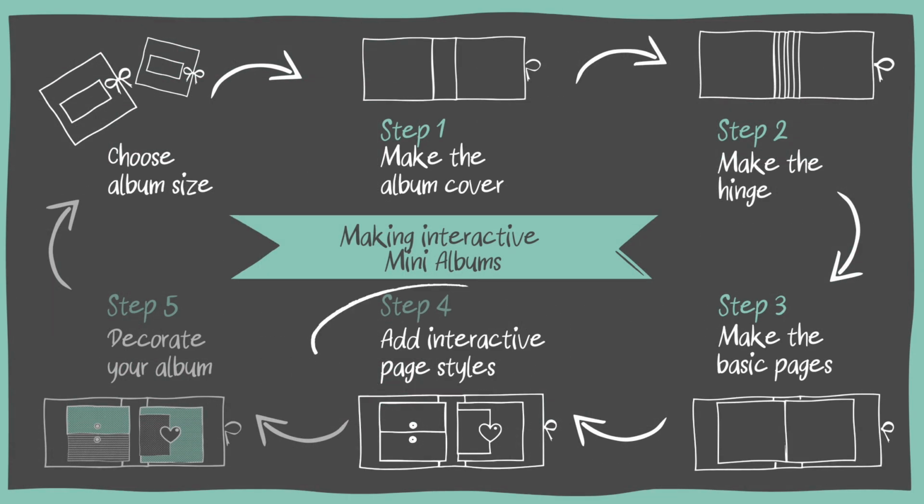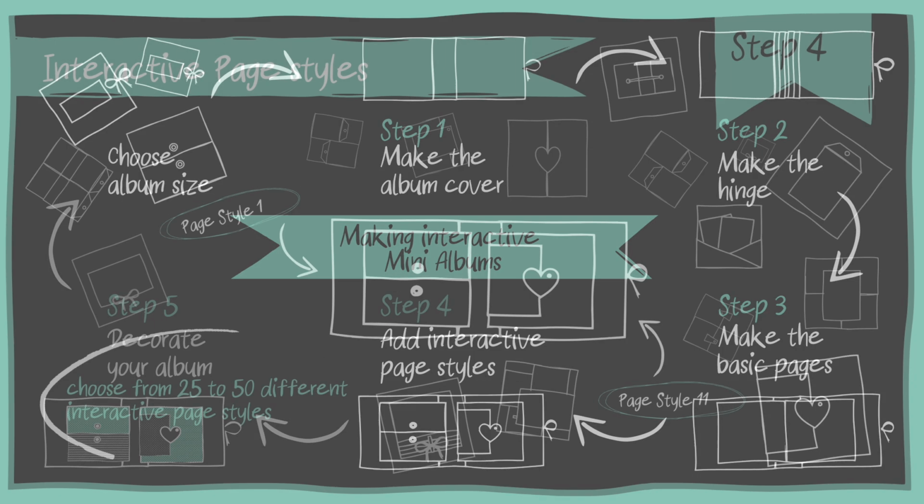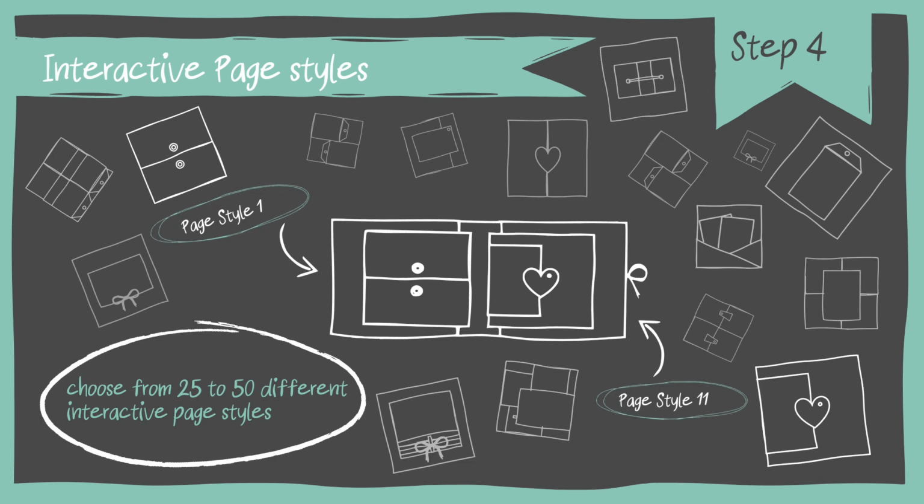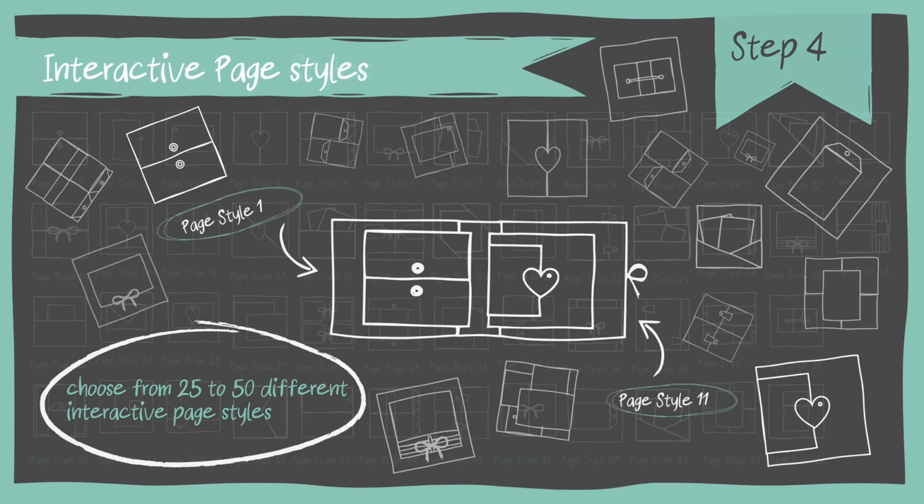Now let's have a look at the next step, which of course is my favorite step in this whole system, because that's the step 4 in which you would add your interactive page styles to the pages. For step number 4, you can choose your interactive page styles out of 25 to 50 different interactive page styles, so depending on which bundle or bundles you got.